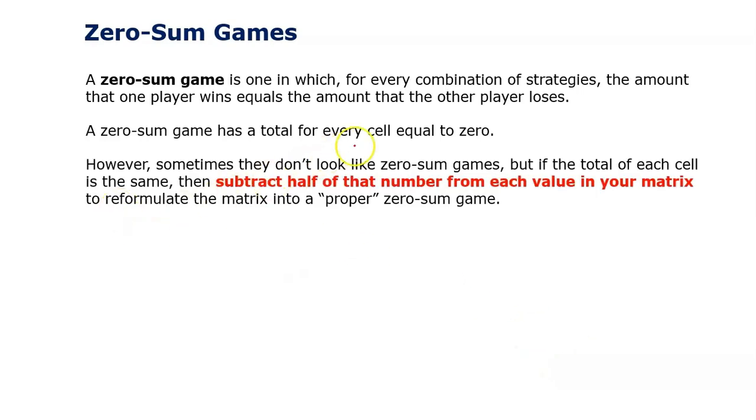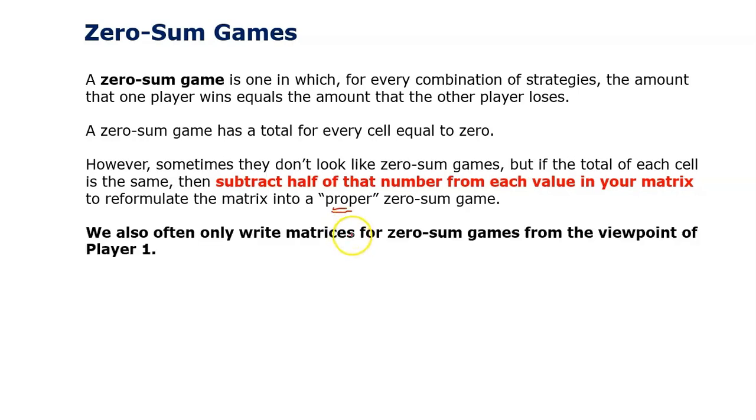Now, it says sometimes they don't look like zero-sum games. You've got one person winning, another person winning, perhaps, or perhaps you've got one person losing, another person. So you just got to look at it carefully. But if the total of each cell, it says, is the same, then it possibly is a zero-sum game. And it says subtract half of that number from each value in your matrix to reformulate the matrix. That's what I'm calling a proper zero-sum game. So one that basically looks like a zero-sum game.